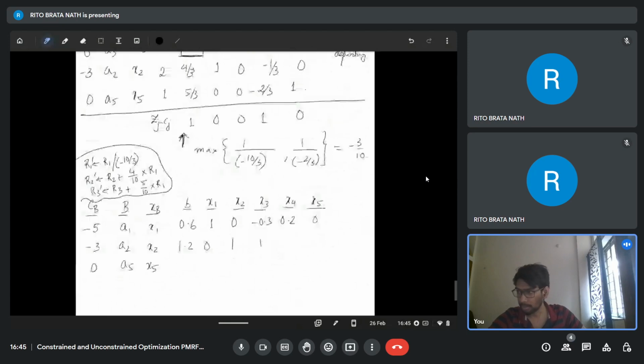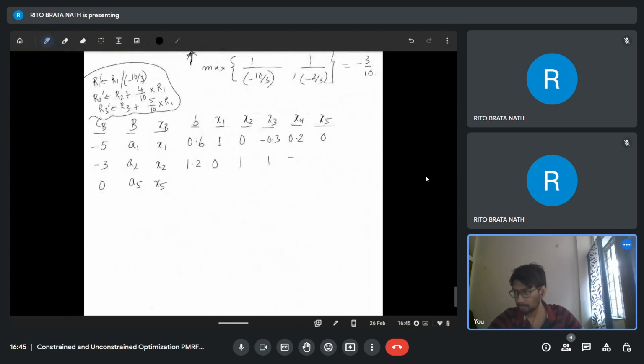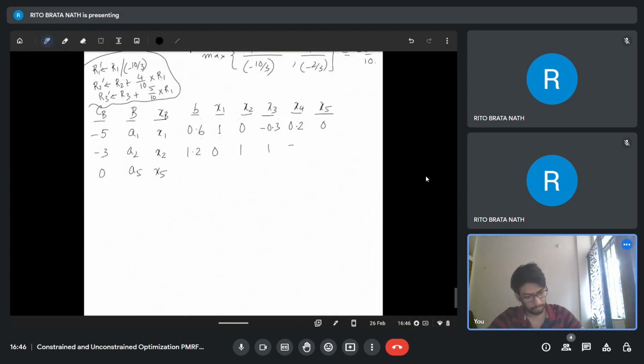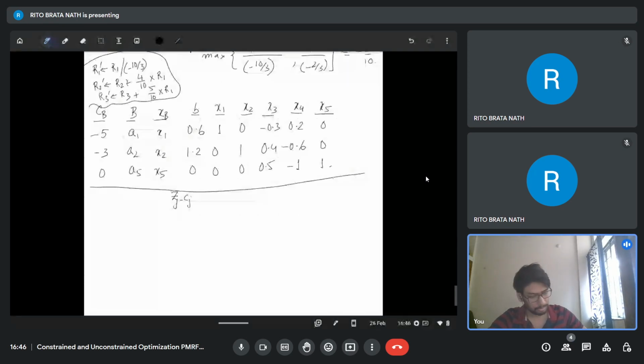Next is x4, which is minus 1.2, 0, 1, 0.4, 0.6, okay, minus 0.6, 0. This is 0, 0, 0, 0.5, minus 1, 1. So that's fine. Finally, what you have is this is 0, 0, 0.3, 0.8, and finally 0.